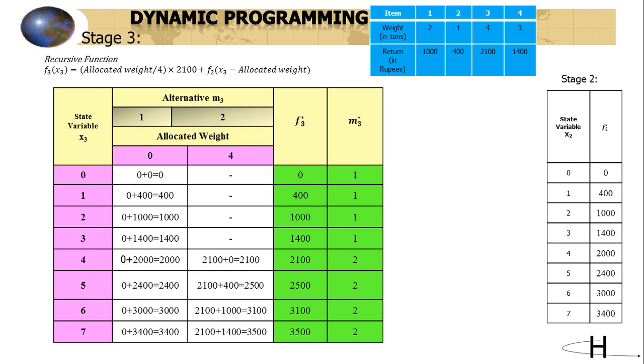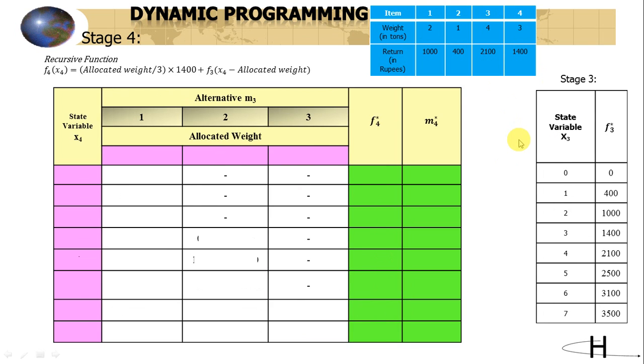Now in stage 4, all 4 items will be considered combined. In stage 4, again the state variables will be 0, 1, 2, 3, 4, 5, 6 and 7. The allocated weights will be multiples of 3 and must not exceed the limit 7. So the total weights allocated will be 0, 3 and 6.